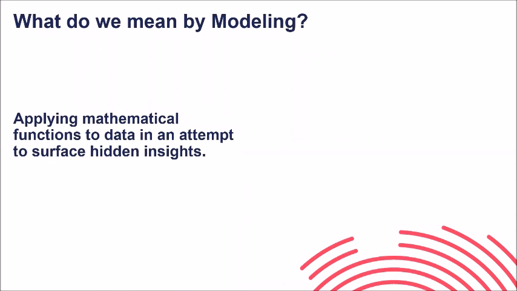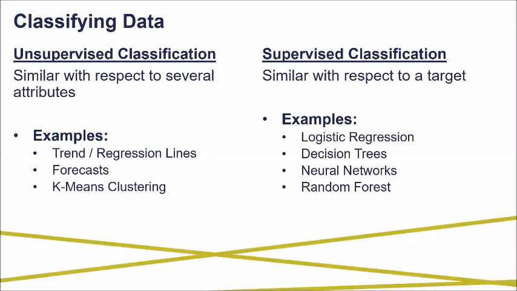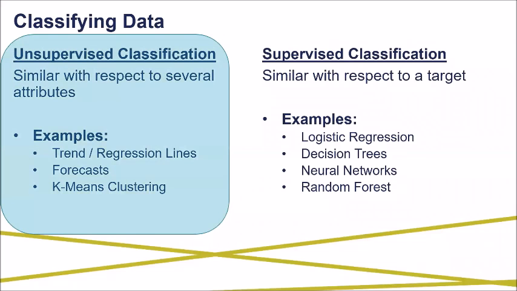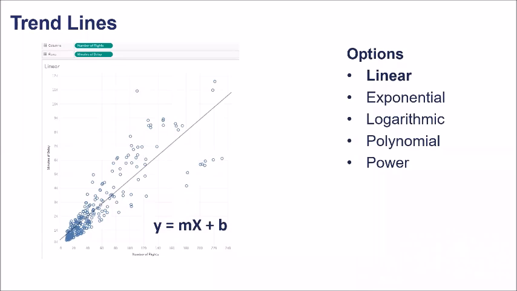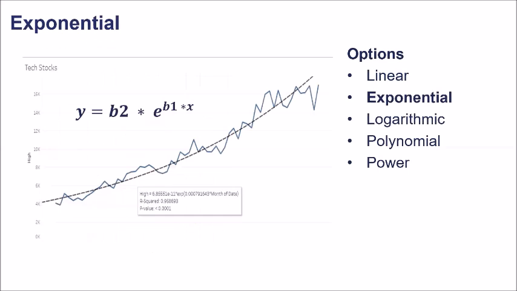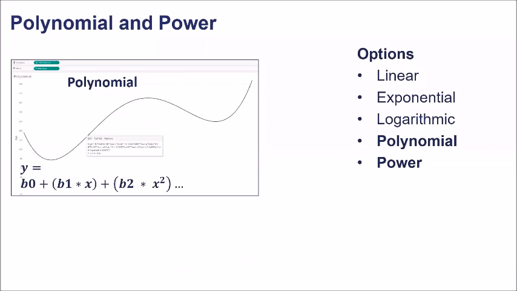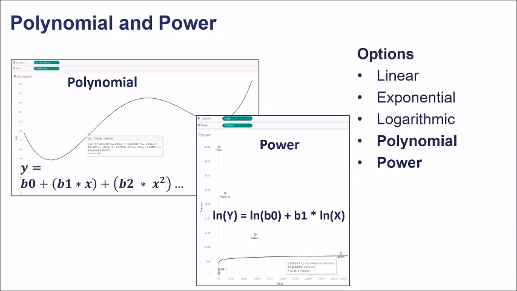So Tableau can also do modeling statistics, essentially applying mathematical functions to the data in order to surface hidden insights. It does this by doing unsupervised classifications. Examples of that are trending and regression lines, as well as forecasting and also clustering. With regards to trending, you have the choice to do linear, exponential, logarithmic, polynomial, or power. So you can try any of those options to figure out which one provides the best fit to the data that you are essentially analyzing.